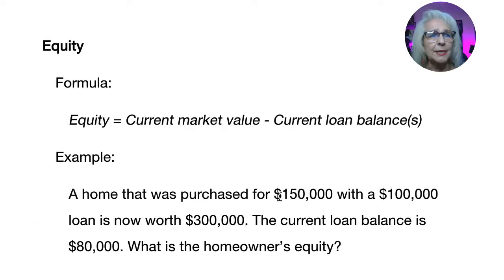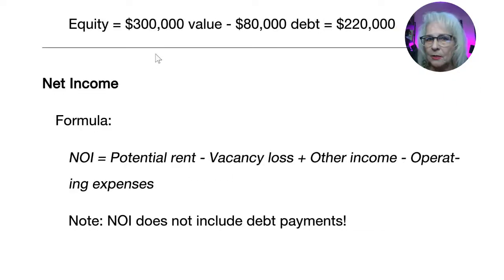Now, do you really need the $150,000 and the $100,000? No. Because they're telling you what it is worth today, and their loan balance is $80,000. So you don't need the first two numbers. That's there to confuse you. They're telling us it's worth $300,000 today and the loan balance is $80,000. That's all we need to find out what the current equity is: $300,000 today's market value minus the $80,000 mortgage loan debt that is still owed.